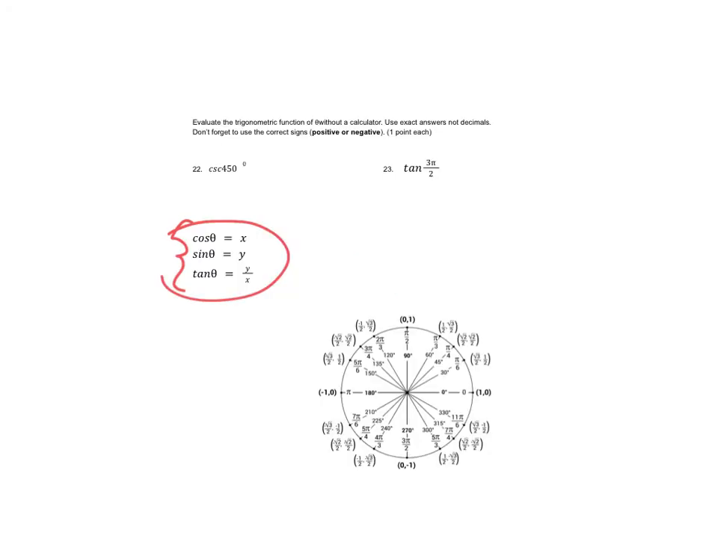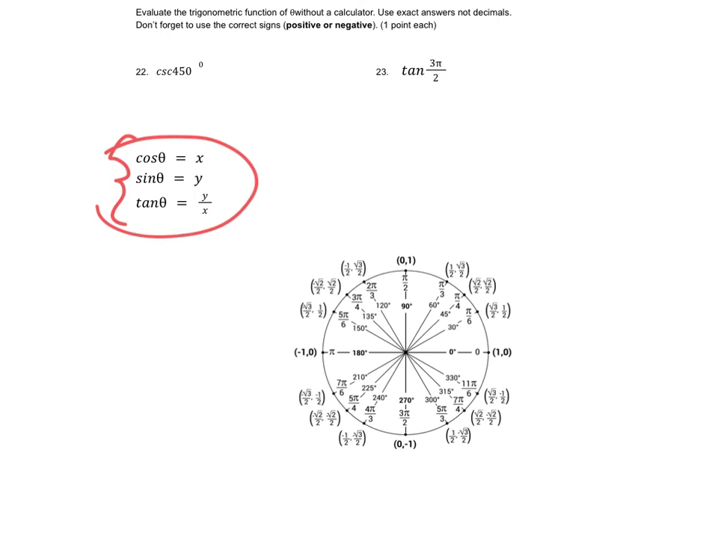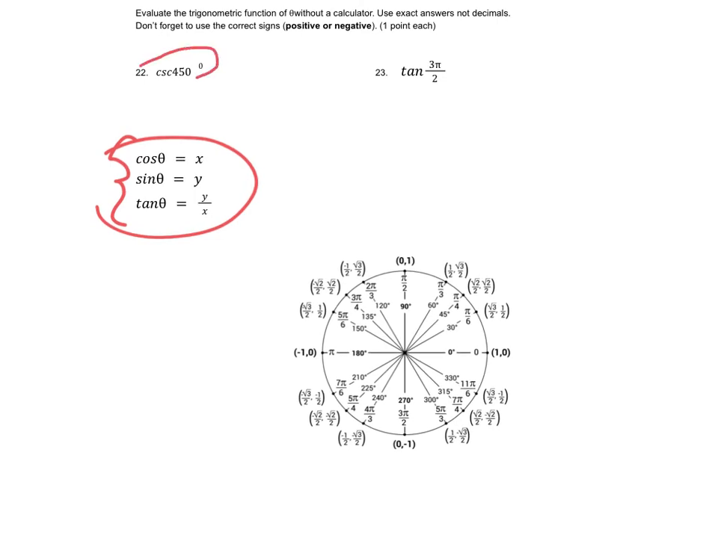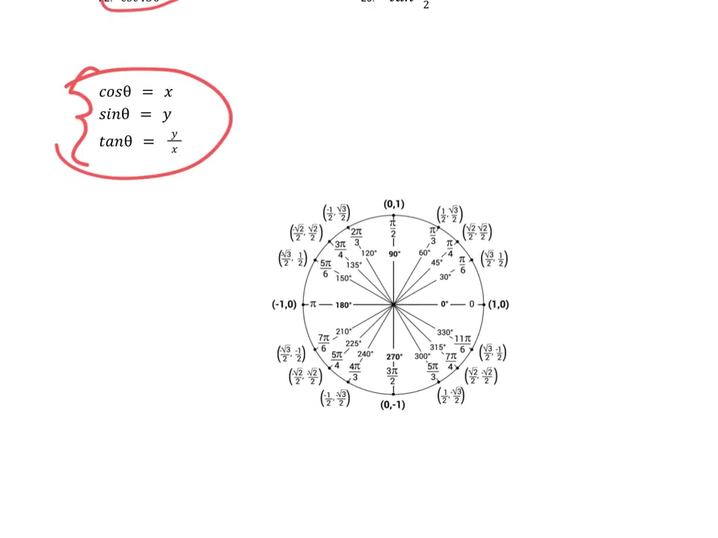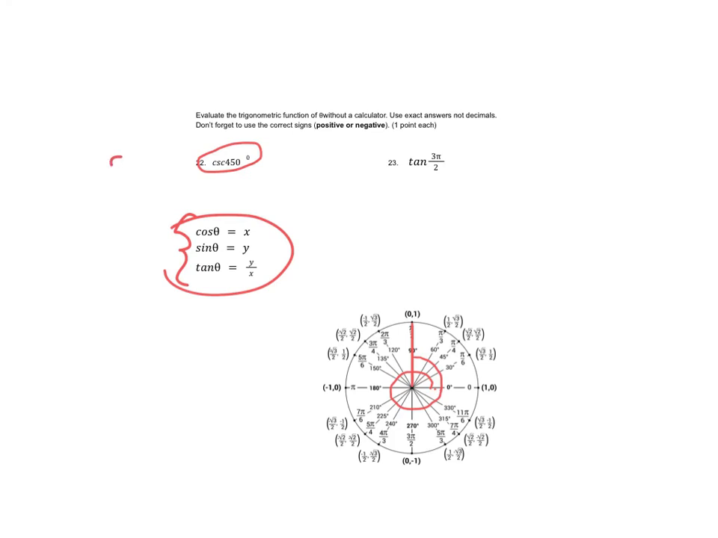Okay, very last thing here is, again, we're using the unit circle, and we have the cosecant of 450 degrees. So where is 450 degrees going to be? Well, 450 is going to be all the way around the circle once, that's 360, and then another 90, so 450 degrees is going to be right here. So our ordered pair that we are using is 0, 1.